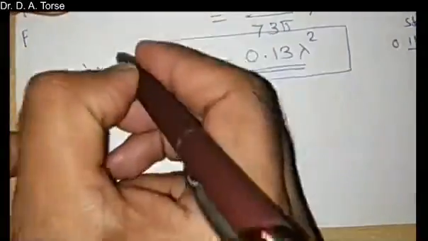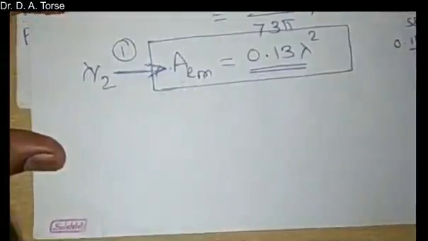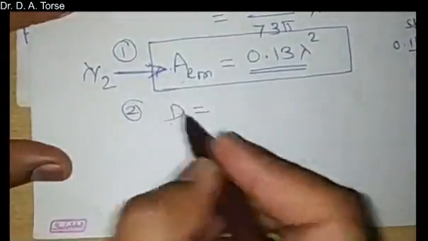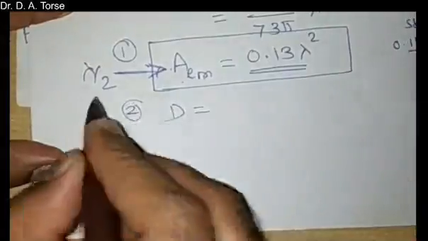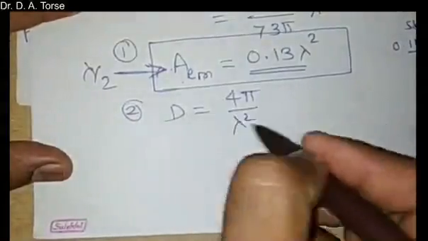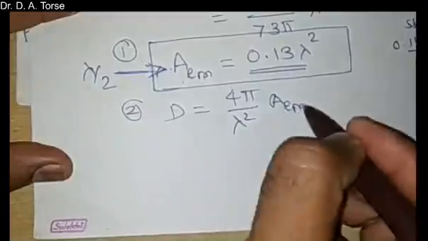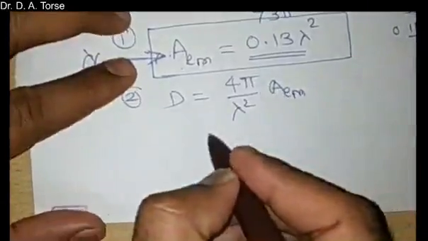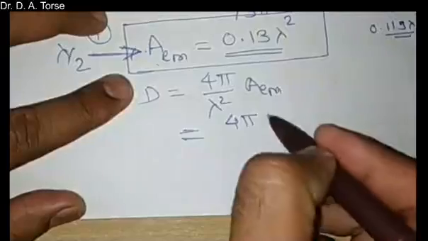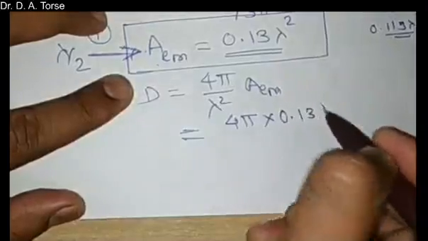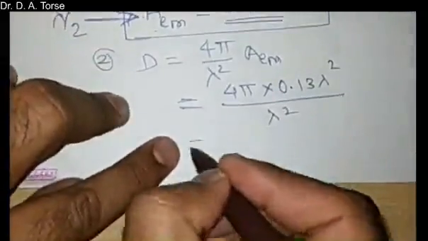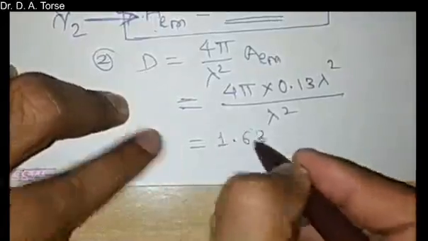So this is the first term we have computed, the maximum effective aperture. Now the second term, the directivity of the lambda by 2 dipole, is given as 4 pi by lambda square into the maximum effective aperture, which can be computed as 4 pi, the effective aperture 0.13 lambda square divided by lambda square, which comes as 1.63.